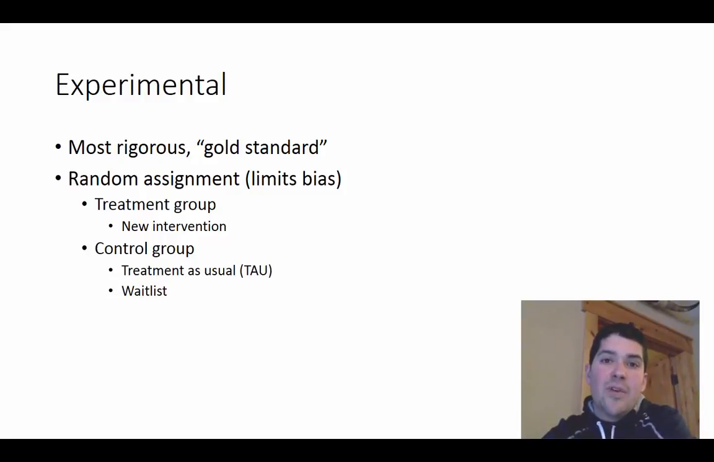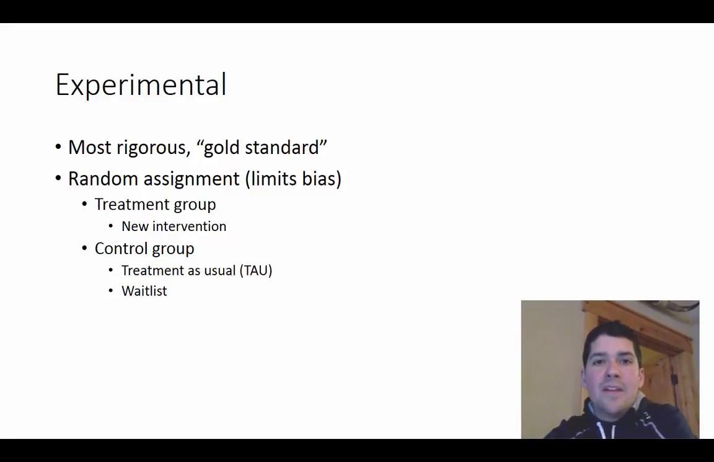Okay, so the idea of random assignment is you have a group of people and you develop a strategy for randomly determining who is going to be in a treatment group and who is going to be in a control group. The treatment group oftentimes receives your new intervention, whereas your control group receives either a wait list, as we talked about in class, or treatment as usual.